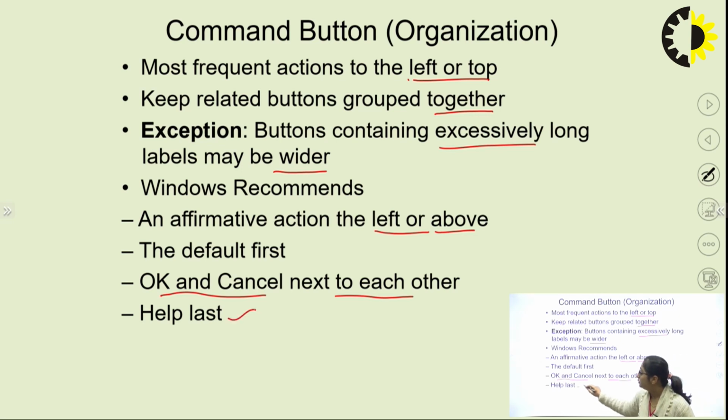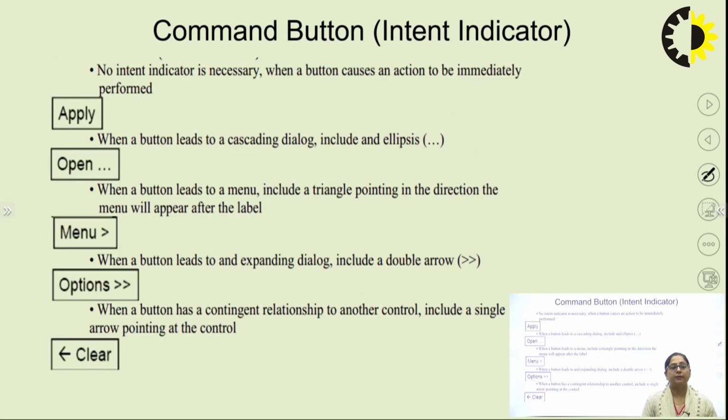And the last one is the help. Okay, help is always present in the last. So, these are the organizations; every organization uses these command buttons in this manner. Okay. So, let us discuss the intent indicators. An intent indicator, that means three dots, shows there must be another dialog box when you click on that.